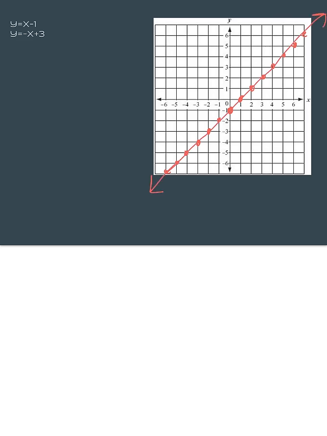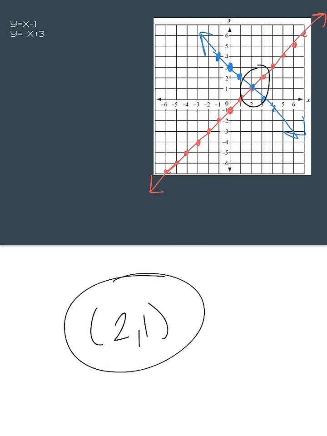The other one I'm going to do in blue. So I have negative x plus 3. I'm going to start at 3, and I have a negative slope, so I'm going to go up 1 and to the left 1, or I can go down 1 and to the right 1. And as you can see, I just crossed on my graph right here, and that point is 2, 1. So that's my answer.